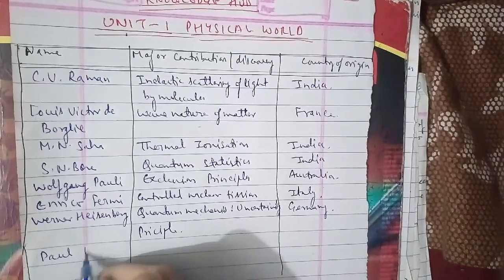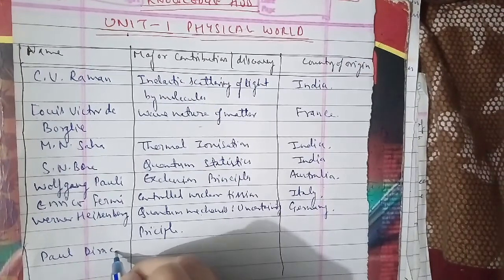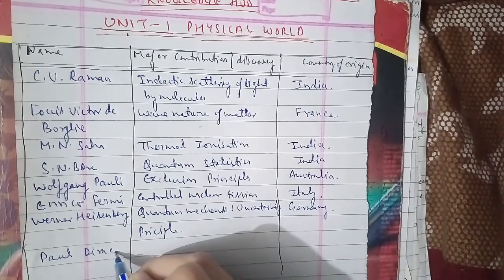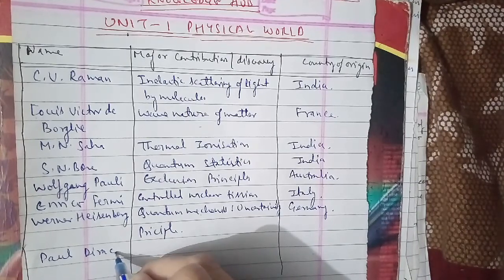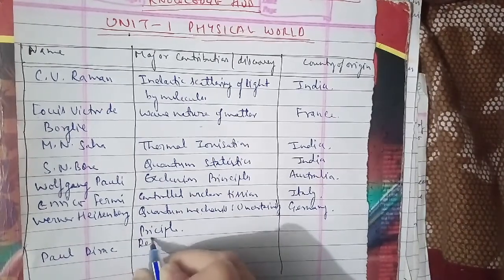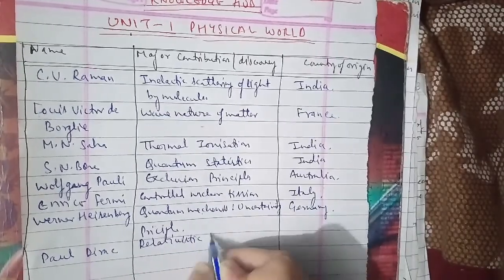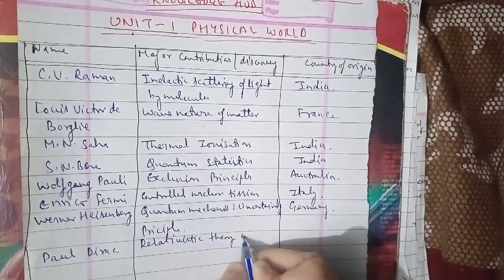So, the relativistic theory of electron and quantum statistics, belonging to the UK.